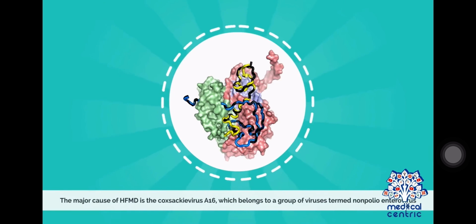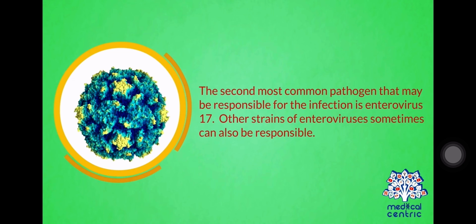Causes. The major cause of HFMD is the Coxsackie virus A16, which belongs to a group of viruses termed non-polio enterovirus. The second most common pathogen that may be responsible for the infection is enterovirus 71. Other strains of enteroviruses sometimes can also be responsible.